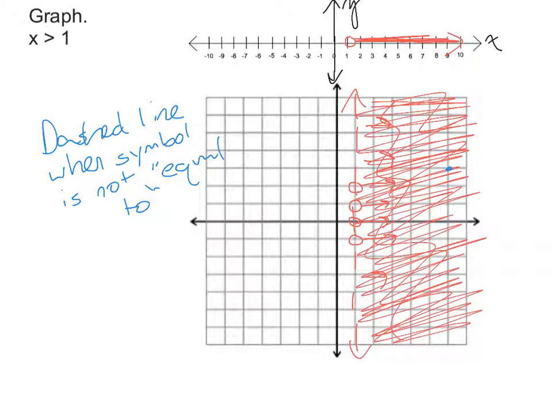How about right here? That's at 6, 3. Is x greater than 1? Sure is. How about down here? That's 5, negative 5. Is x greater than 1? Sure is. Every single spot over here, x is going to be bigger than 1. And again, it's dashed because it cannot be equal to 1, simply just bigger.